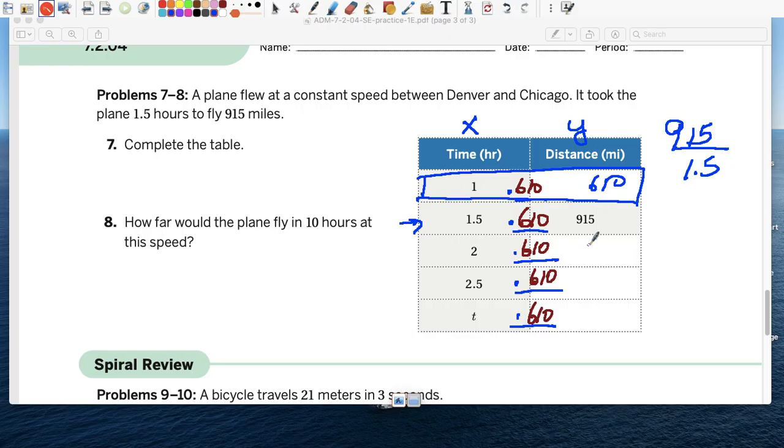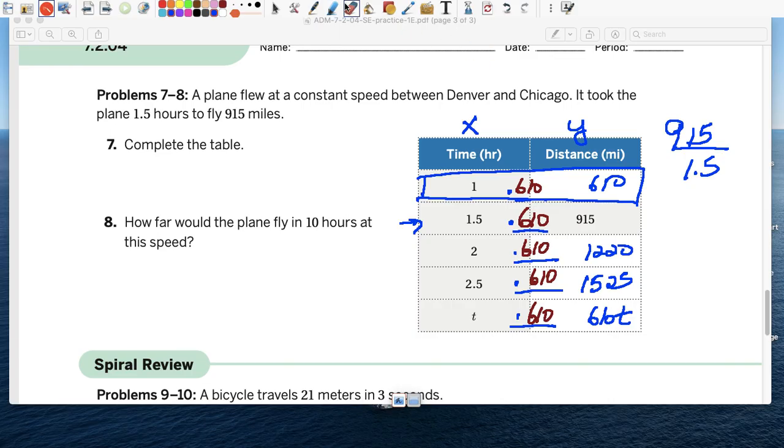610, 1220. Okay, so 610 times 2.5 gives you 1525. And the last one, T, represents whatever amount of hours. So if I multiply T times 610, it's just 610T.